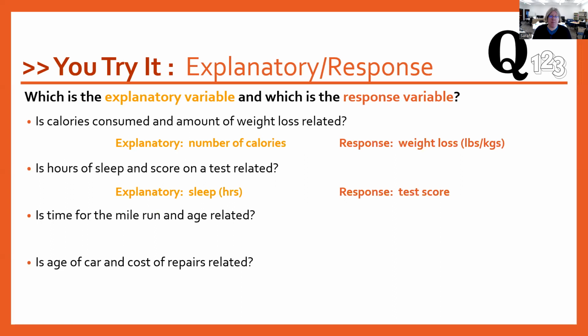Are time for the mile run and age related? So is age going to be predicting how fast someone runs the mile, or how fast someone runs the mile predicts their age? So when I think about the 2 possible ways that could go, what makes more sense is to put age as the explanatory, and the response would be the time for the mile run.